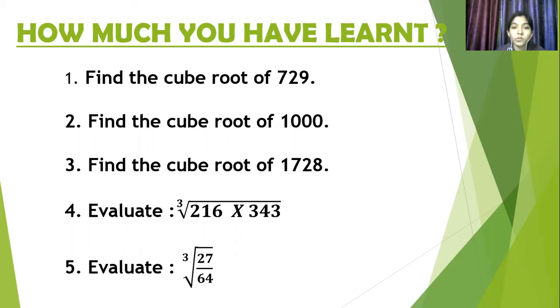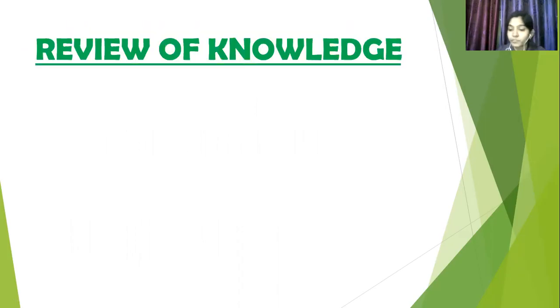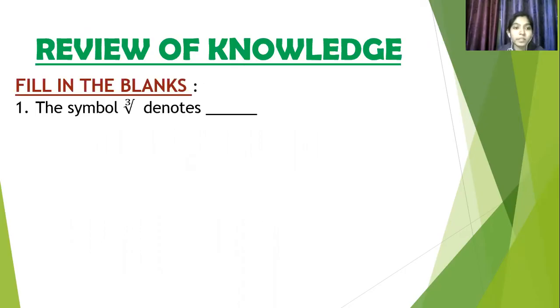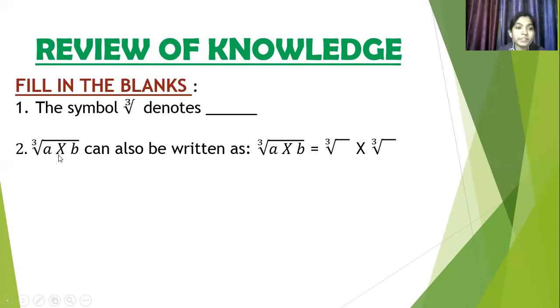Very good. Okay, let's take a quick recap of what we have discussed today. Fill in the blanks. First one is the symbol. What does this denote? It denotes cube root. Very good. So cube root of a into b can also be written as what? Cube root of a into cube root of b. Very good.